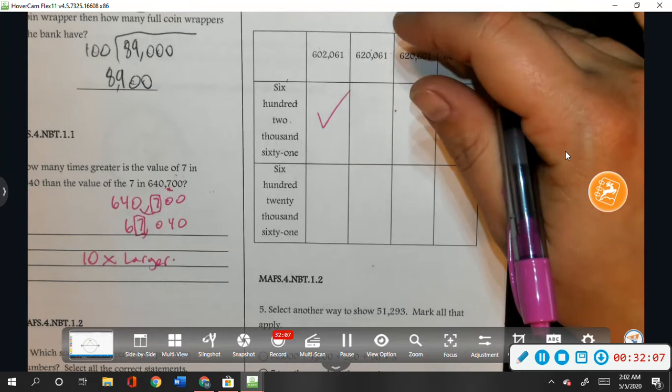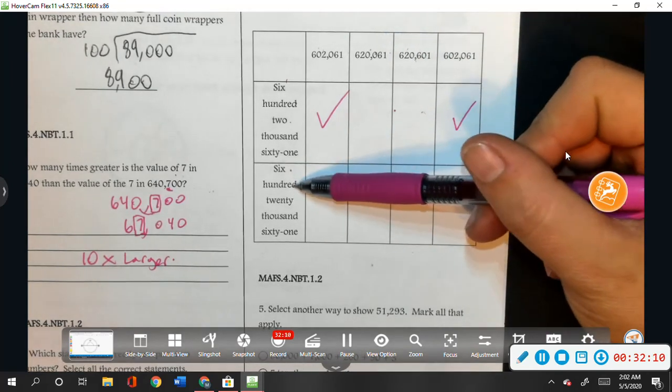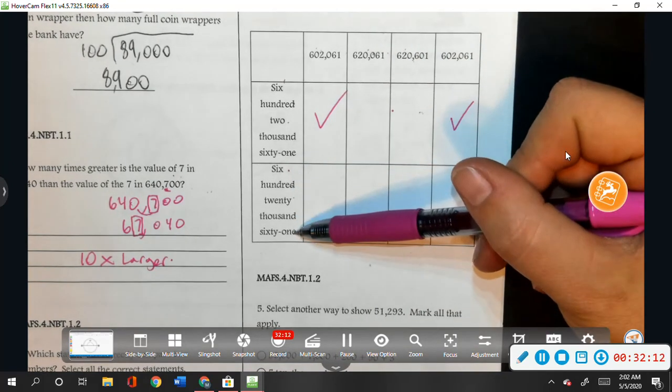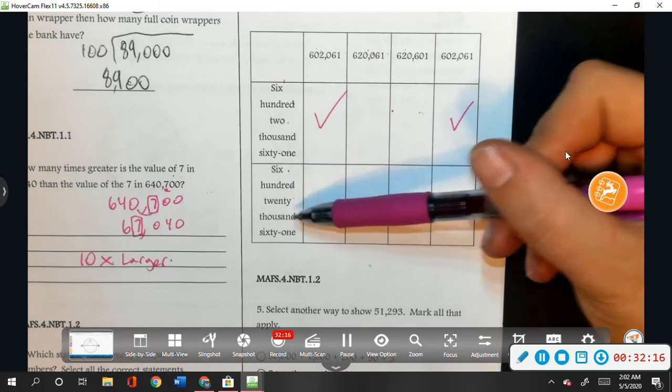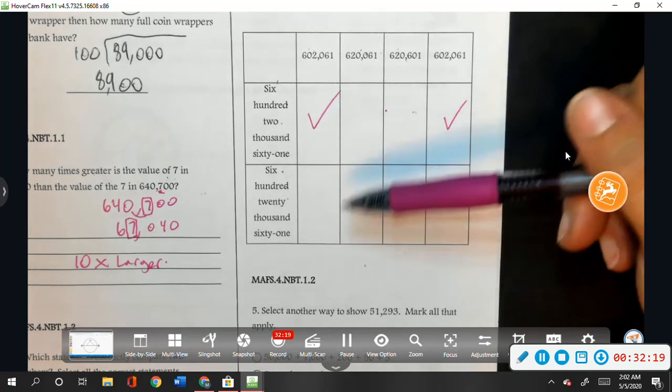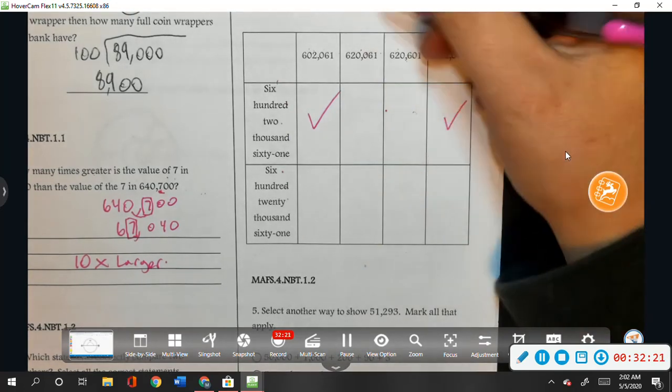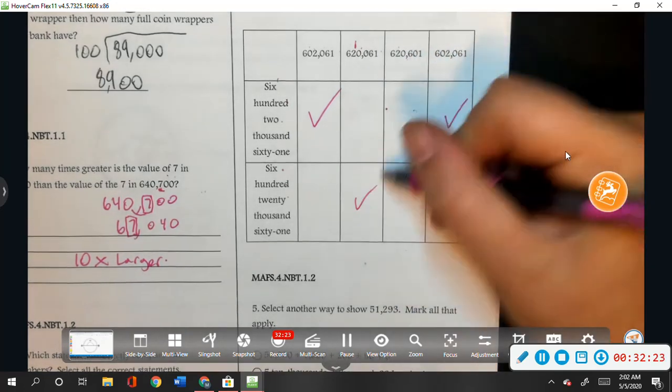Our bottom number says 620,061. So 620,000, not 2,000, 20,000. So we've moved into the tens, or the 10,000 place value, which will be here and here.